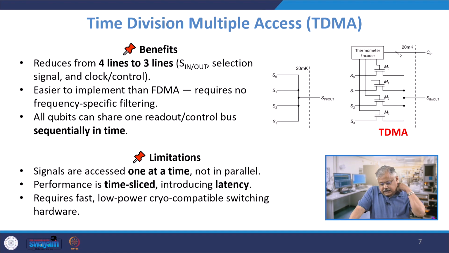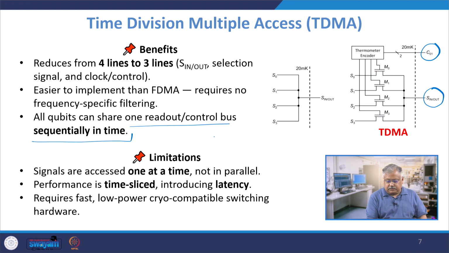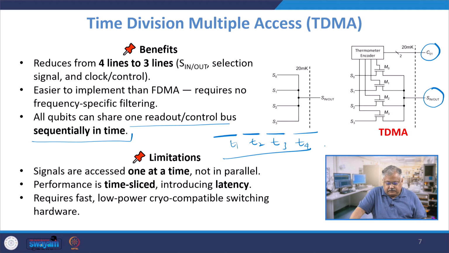Now again, the advantage here is the benefit of 4 to 3 lines, as 3 lines have been generated. Why? Because you have C01 also coming into the picture, then you have this select in and output line, and then you also have a selection signal. So there are 3 lines which are available in the output. It is relatively easier to implement than FDMA, and as you can see, it does not require any specific filtering of frequency. Now all the qubits can share one bus and go sequentially in time. So it goes one by one by one by one. So this is T1, T2, T3 and T4, right? And it goes in a sequential fashion.